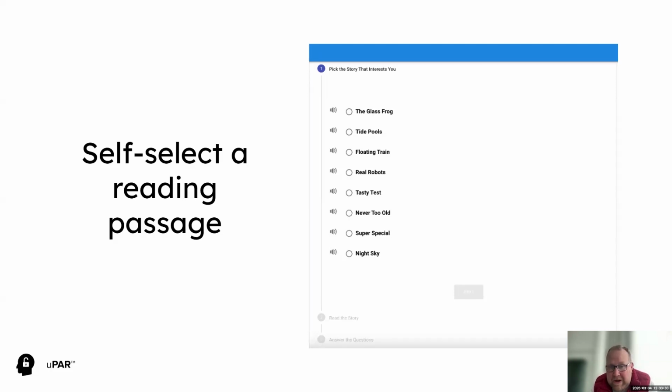If students cannot read the passage, they can click on the little speaker icon to the left of the radio button and have that passage read to them, so they don't necessarily have to have that great word ID skill right here at the beginning.